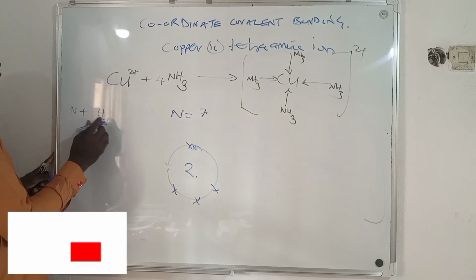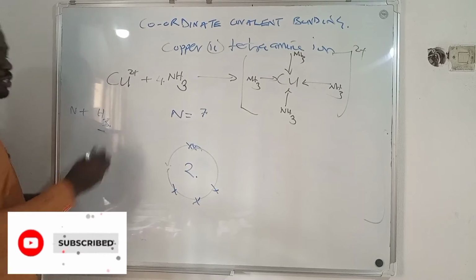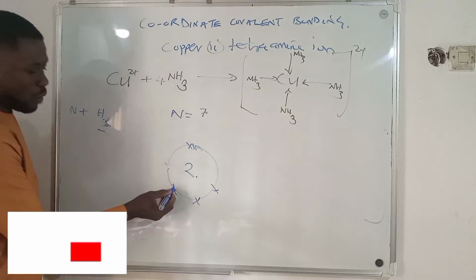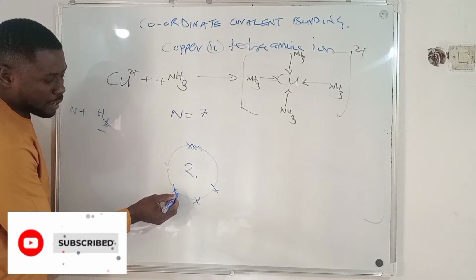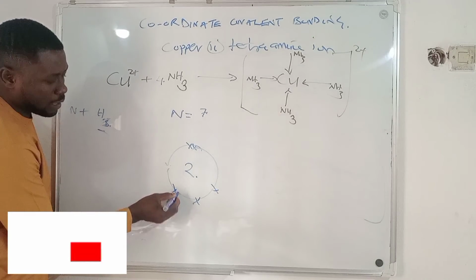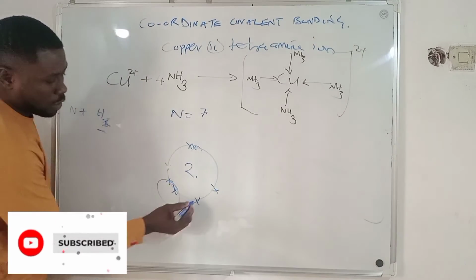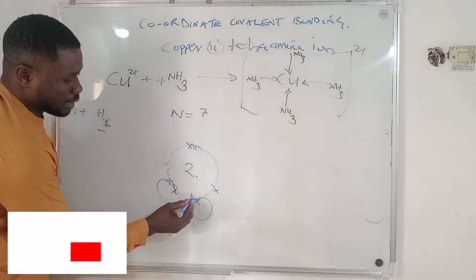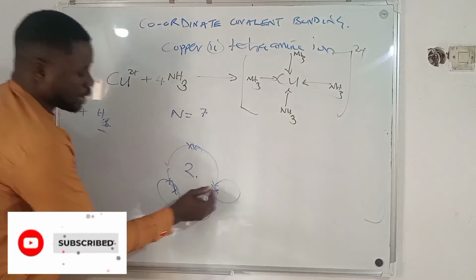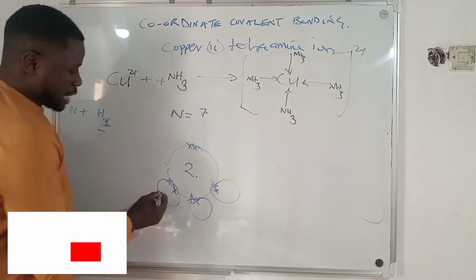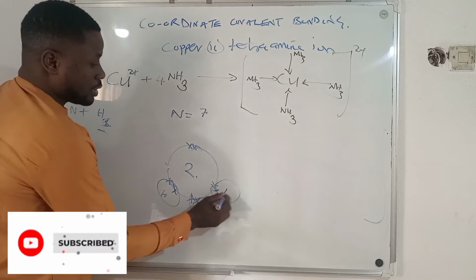Now, ammonia is a combination of nitrogen and what? Hydrogen. Nitrogen and hydrogen. We have 3 atoms of hydrogen. One of the atoms of hydrogen will come here and bond with nitrogen. The other one will come here and bond, and the other will come and bond. So you can see that this is hydrogen, this is hydrogen, this is hydrogen.